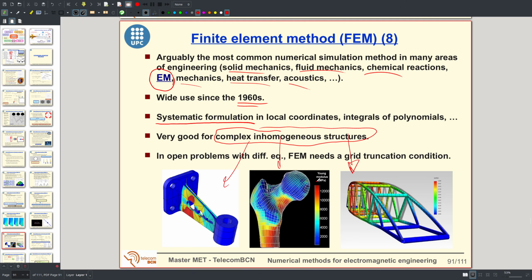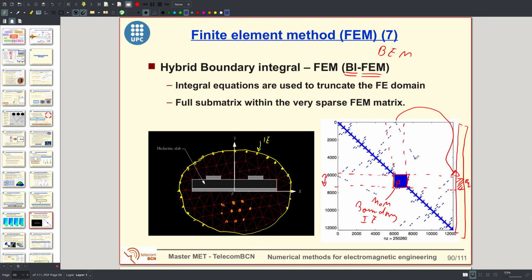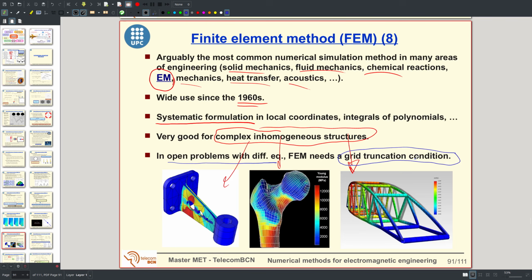Okay, but as I told you before, in finite element methods, as in all methods based on differential equations, you need a mesh truncation condition that can be a perfectly matched layer, can be an older absorbing boundary condition, or can be, as I told you here, an integral equation defined on the boundary.